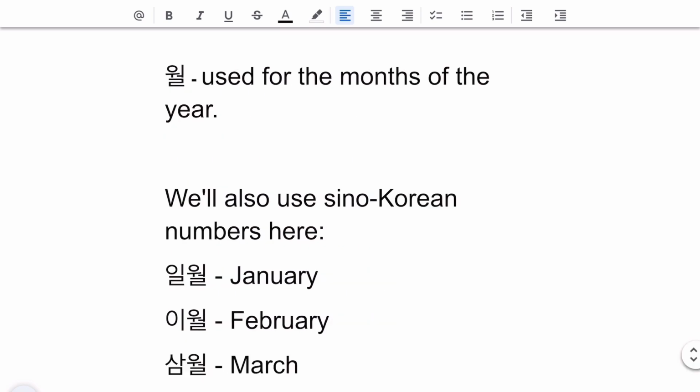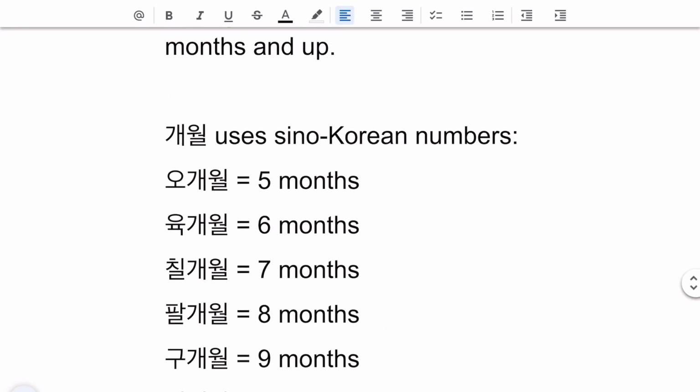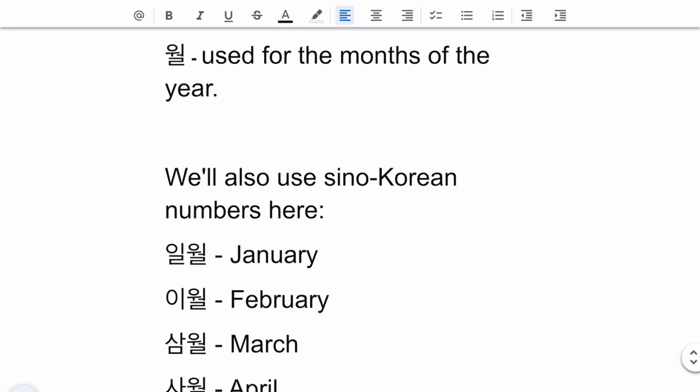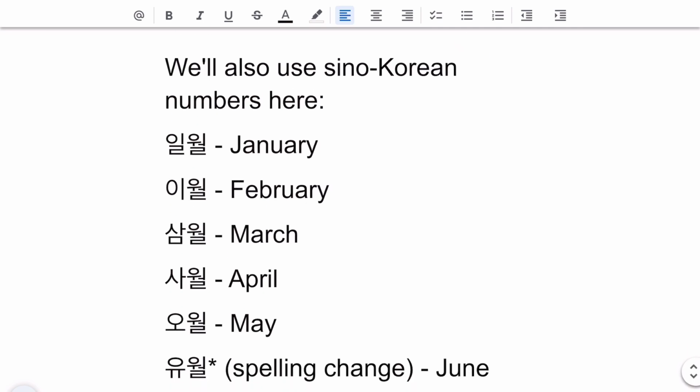Now, 월, you might be thinking this would be the word for month because you might see it more often, but this is actually used for the months of the year. So when we're using 월, we're going to do Sino. Oh, I forgot to mention, for 개월 we do Sino-Korean numbers, and then for 월, we're also going to do Sino-Korean numbers.